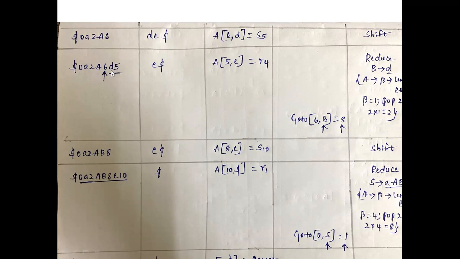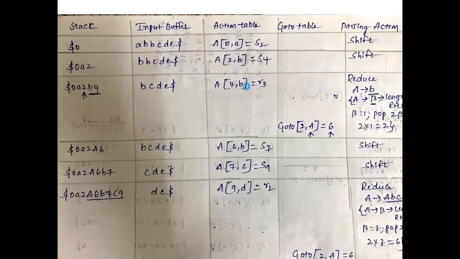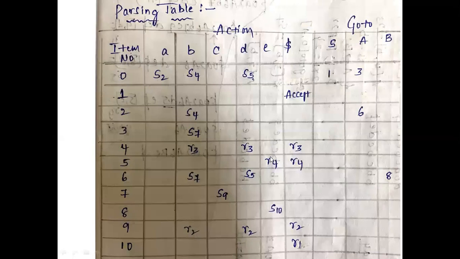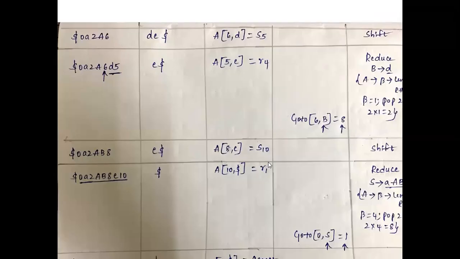Now what does my stack consist of? D5. On the top of the stack is 5. Now action of 5 comma E is reduce 4 from the table. See here, 5 comma E is reduce 4, R4. And what is the fourth rule from the given grammar? B tends to D. B tends to D is rule number 4.